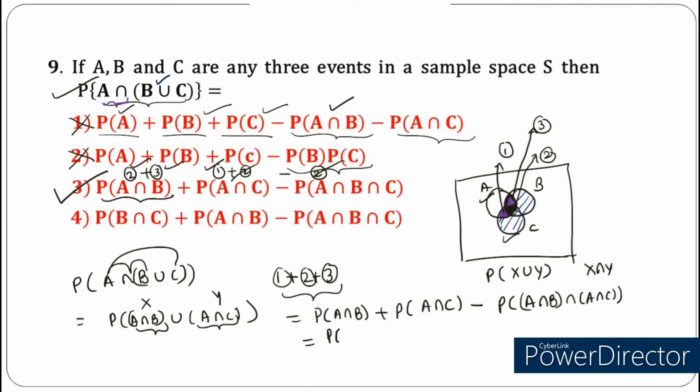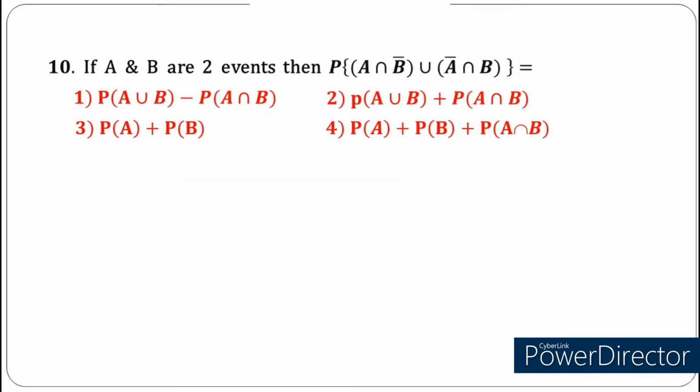Right. Now see, P of A intersection B plus P of A intersection C minus P of what? A intersection B intersection A intersection C. In both of them A is common. So I'll just do one thing, and all of them are intersections. In that case we can write this whole thing as A intersection B intersection C. Right. So which option? Obviously option 3. Right.